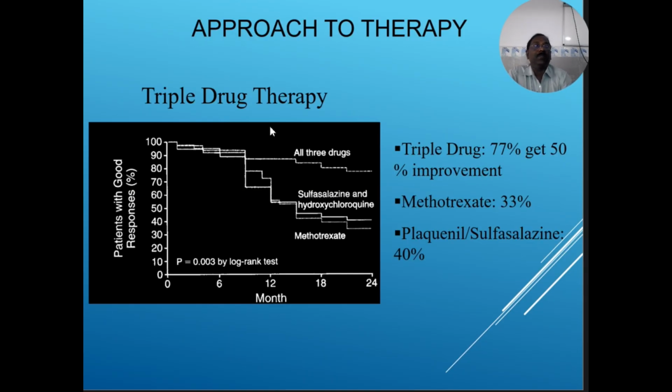So the triple drug therapy, 77% get the 50% improvement. Methotrexate, single drug, 33%. Double drugs, you have the 40%. Plaquenil is nothing but your hydroxychloroquine, plus sulfasalazine, maybe 40%. Methotrexate alone, about 33%, and the triple drugs, 77. So this clearly shows you the importance of the triple drug therapy in an established rheumatoid arthritis individual.